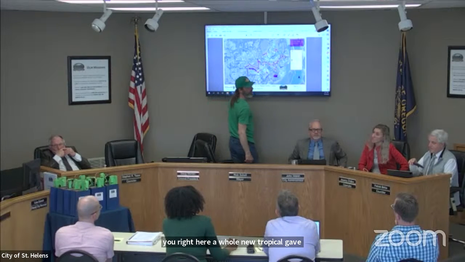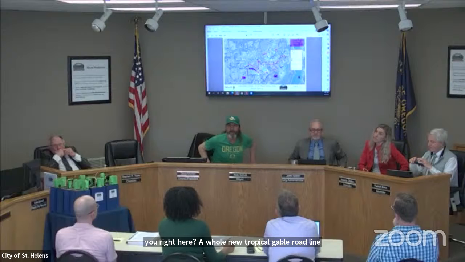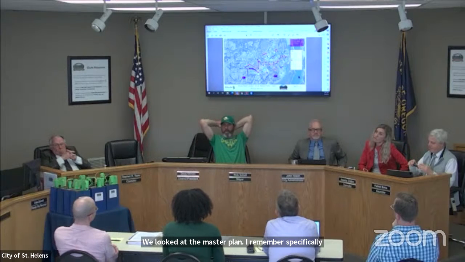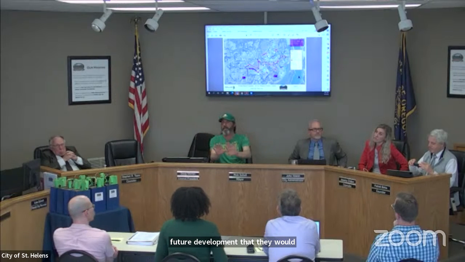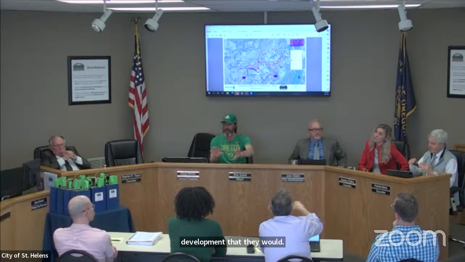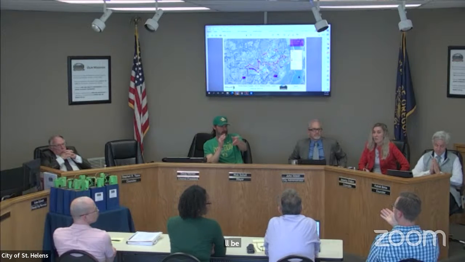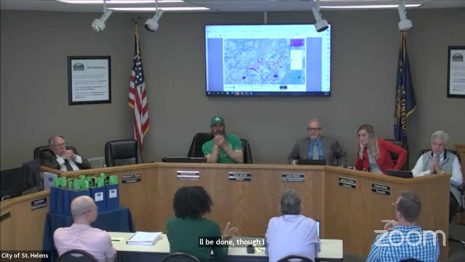That Gable Road line was actually one of the alternatives we looked at, part of the master plan. I remember specifically talking to Emily and working through that. Upstream of that, there might be a solution that has some merit there for future development that future development would pay for. Yes, that's what I'm trying, but it just doesn't solve the existing issue. I'm not talking about that, I'm sorry to get diverted a little bit off topic. It doesn't fix your problem, but that can still be done though. You see what I'm saying? Yeah, I appreciate the foresight that you're having. So you're saying a whole new trunk line to serve that.